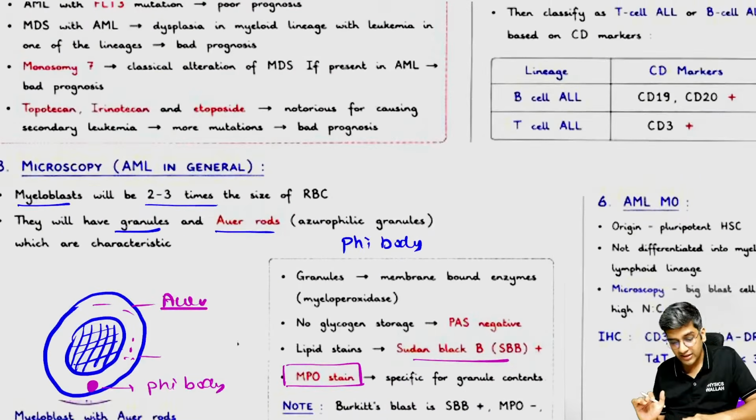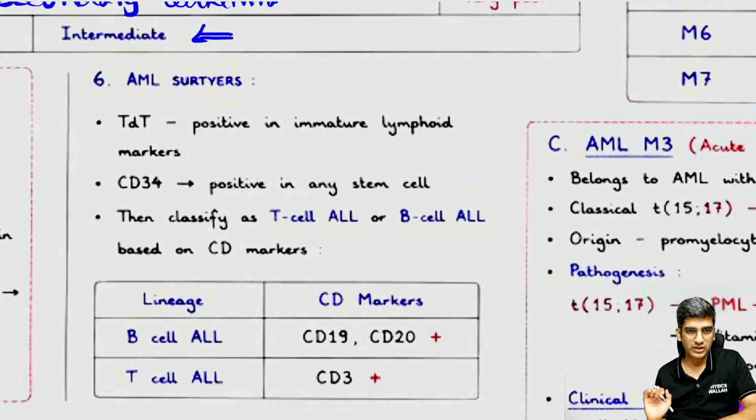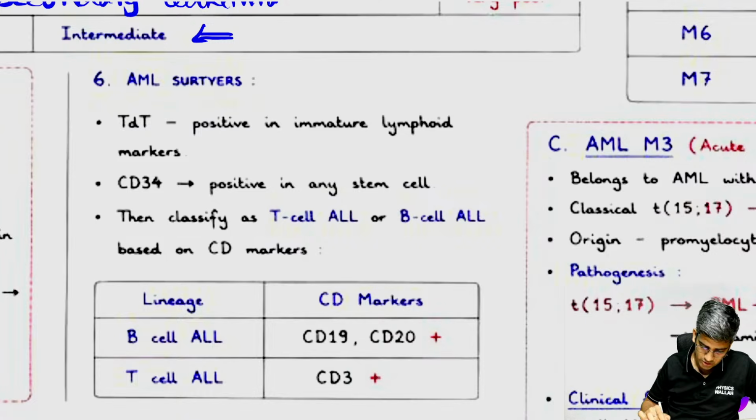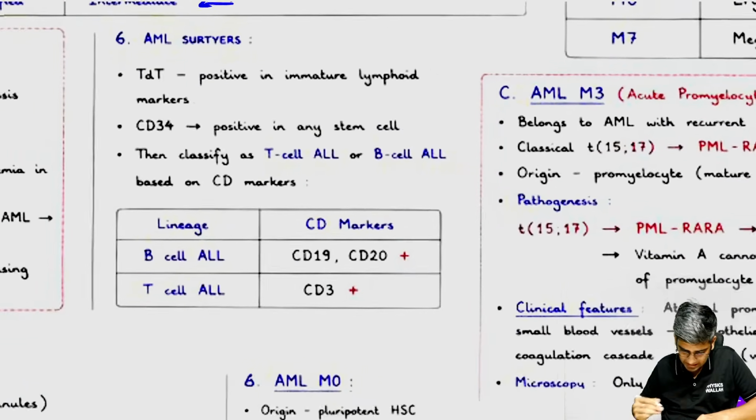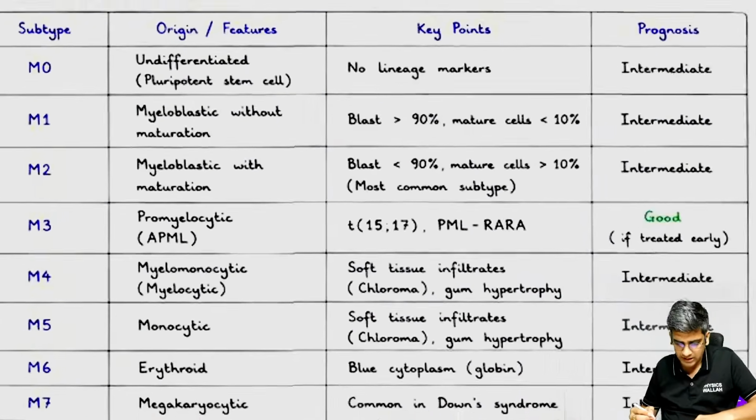Then how do I confirm it? Confirmation always for all the AML subtypes is based on marker profile only, right? Same way what we did for ALL. Okay. So this is for ALL. For AML, we'll go into different subtypes of AML. We'll have different markers. We'll look into that soon.